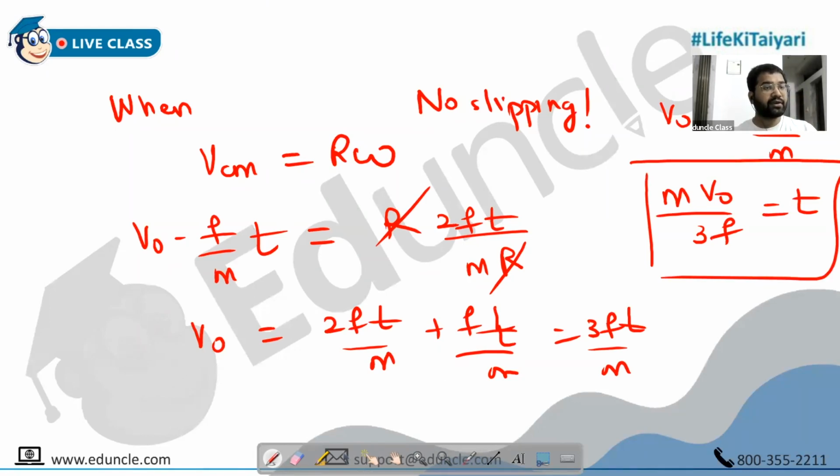A very good question like this could be: find the time taken by the cylinder, because initially there was forward slipping, to reach the no slipping case. Time taken is MV0 by 3F. And similar questions you can now create for hollow cylinder, ring, disc, hollow sphere, solid sphere, etc. Clear, everyone? Ask me if you have any questions. Good. Next.